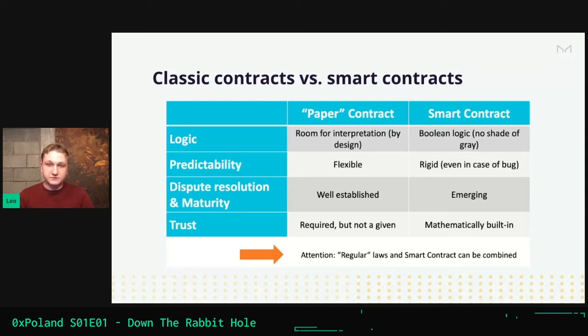This has its pros and cons. Predictability. So paper contract is very flexible because it was designed to describe the human interactions. And smart contracts are very rigid, even in case of bugs, because they were designed to be that way. And this is their benefit, but it's also a con.